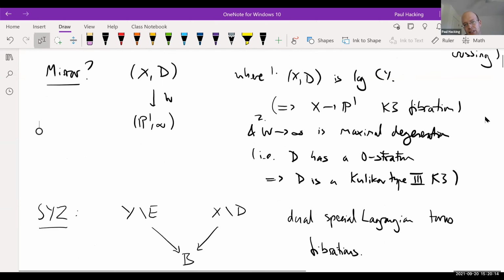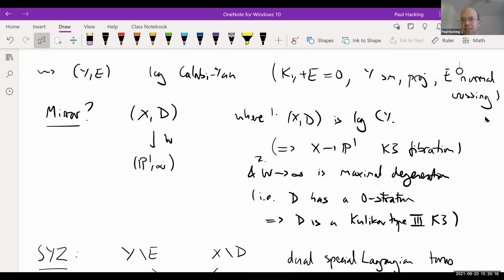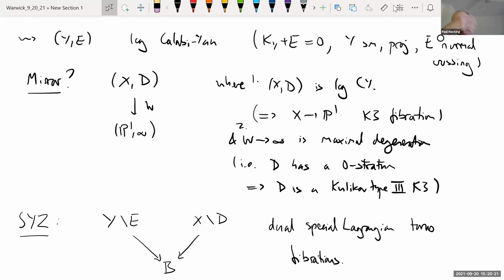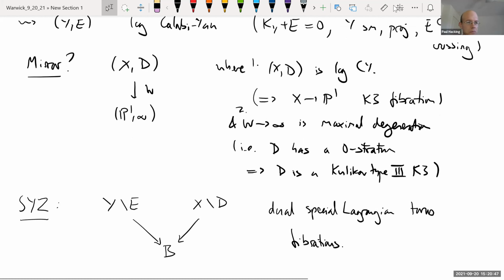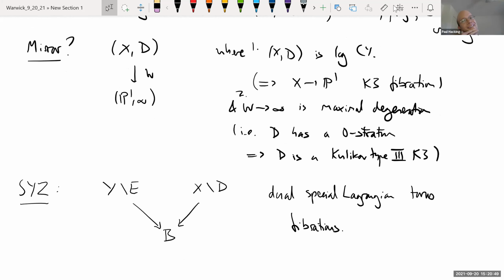In terms of the terminology of K3 degenerations, this divisor D is a type 3 K3 in Kulikov's classification. So I like to say it looks like a soccer ball, where the panels of the soccer ball are log Calabi-Yau surfaces, so something a bit like a toric surface with its toric boundary. Okay, so that's the mirror.